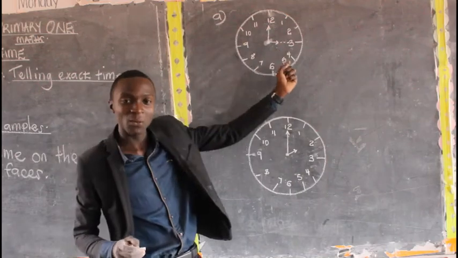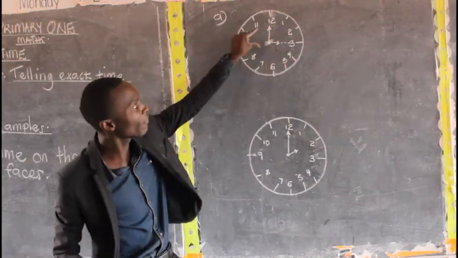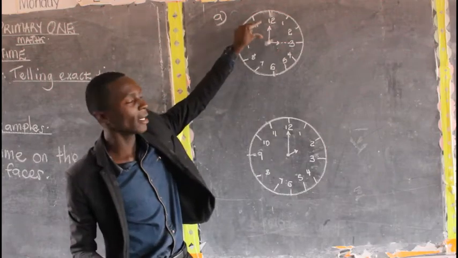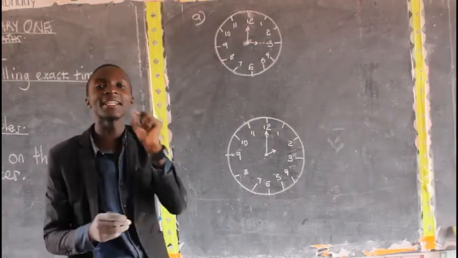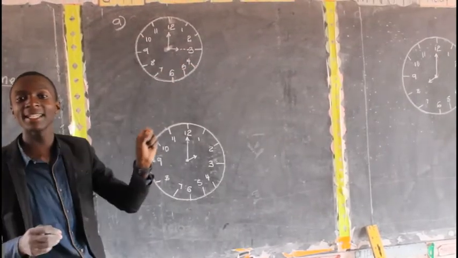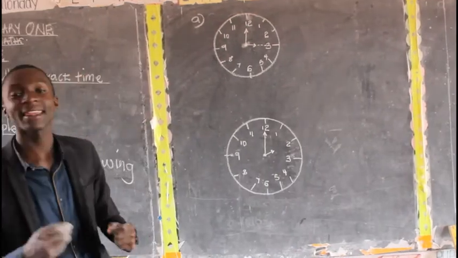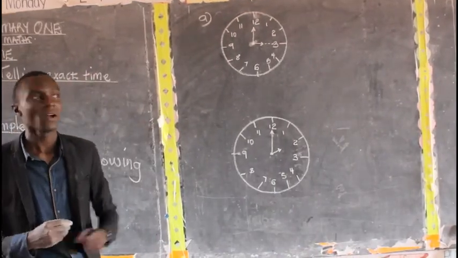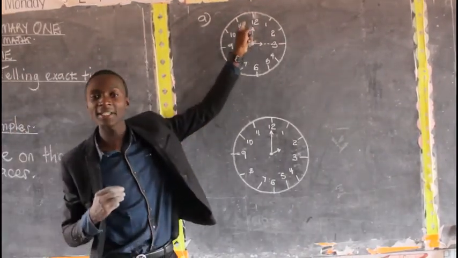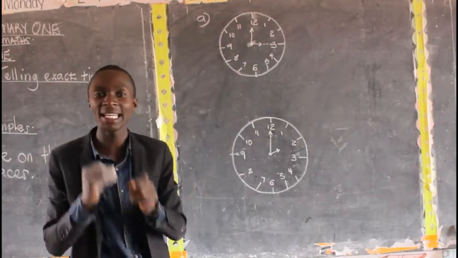When you find that the long minute hand is facing 12 exactly, and the short hour hand is facing any digit, we describe the time as the exact time. When the long minute hand is facing 12 and the short hour hand is facing any digit.